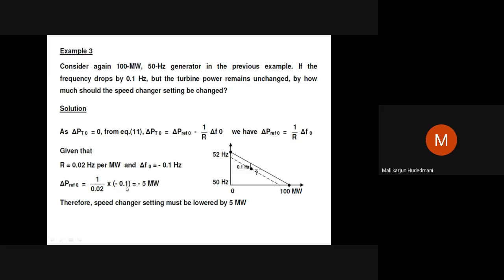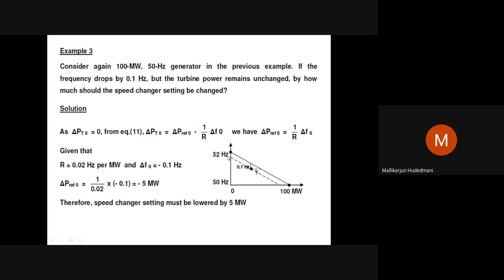Nothing but 0.1 divided by 0.02. When I take the ratio, it leaves me again 5 megawatt. What does it indicate now? The turbine is not going to be controlled from the governor, but the command from the reference point makes the turbine adjust. It means P reference is shifted by how many megawatt? 5 megawatt.